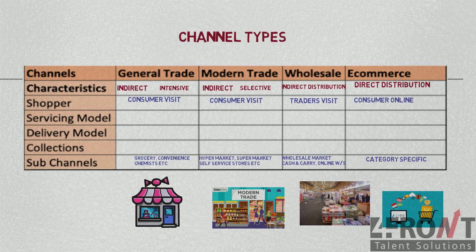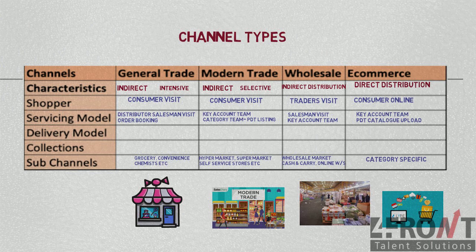The servicing model in general trade is where the distributor salesman visits the shop and books the order. In the modern trade, it is the key account team which interfaces with the category management team and does a product listing. Wholesale channel, if it's in general trade, it is the salesman visit. If it's modern trade, then it mirrors the modern trade channel. E-commerce is similar to modern trade. Here, however, the product catalog or list is uploaded after discussion.